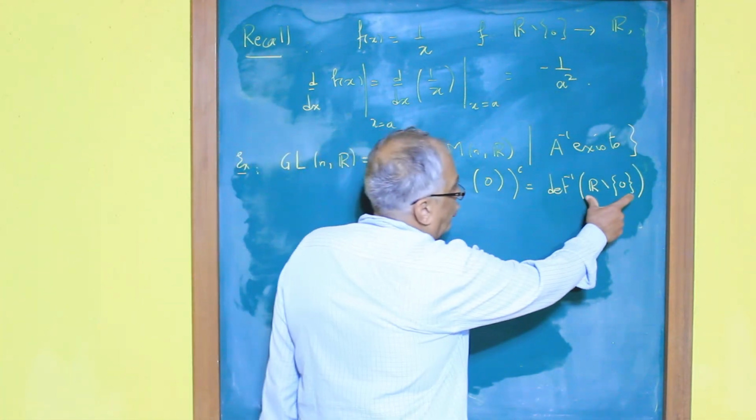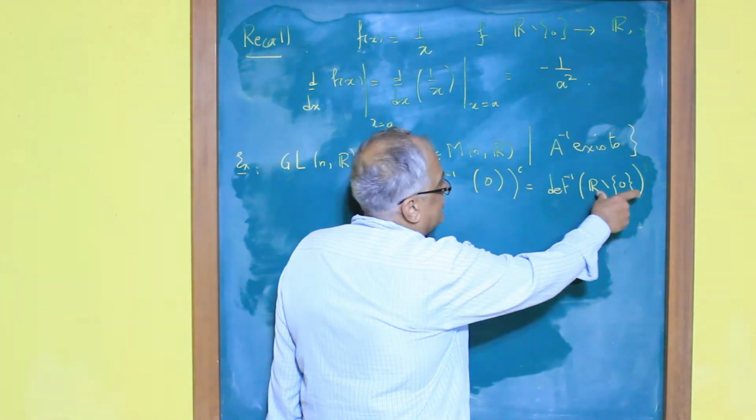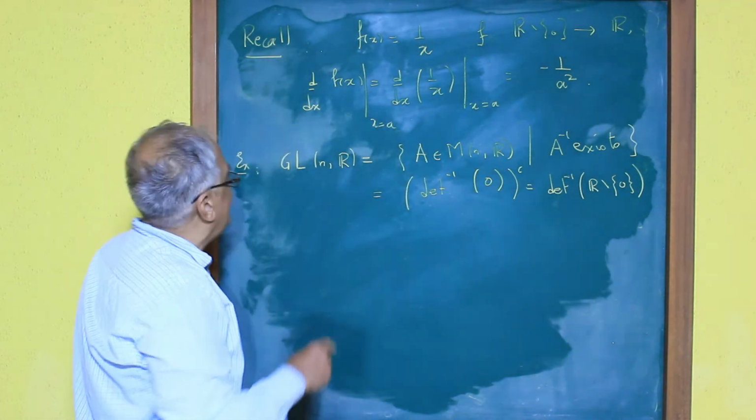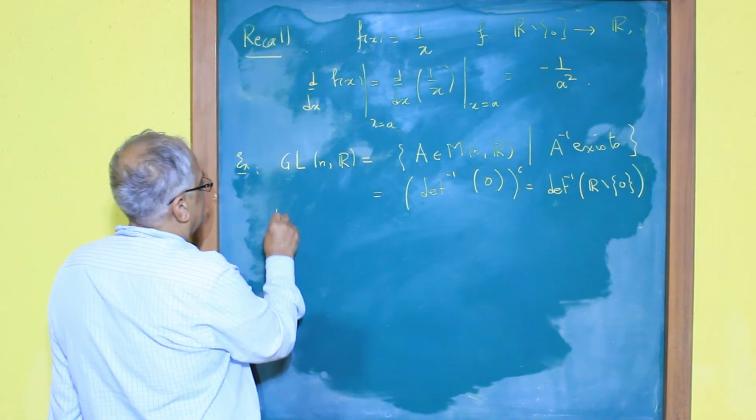Now, this set is open. Determinant is a continuous map. The inverse image of an open set under a continuous map is open, and therefore this set is an open subset of M_n(R).